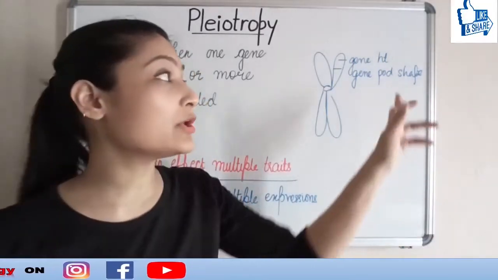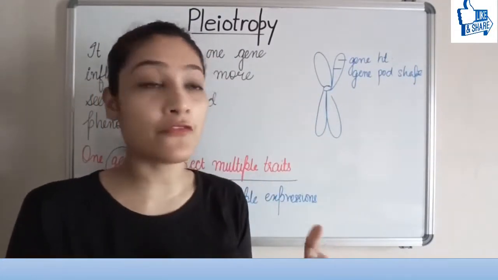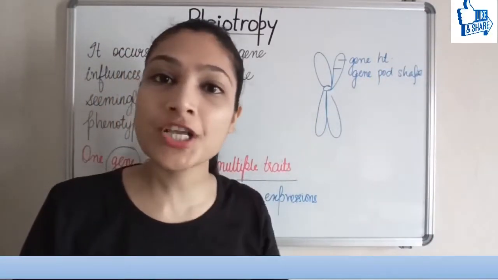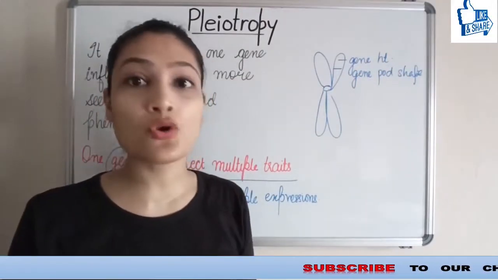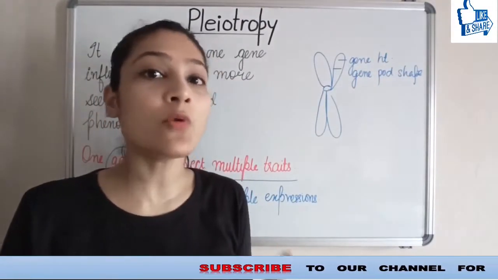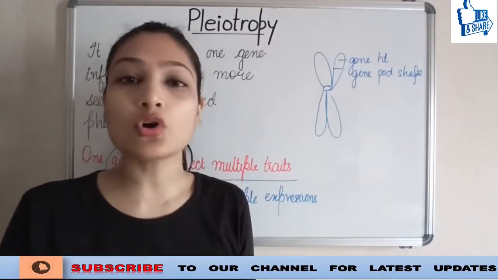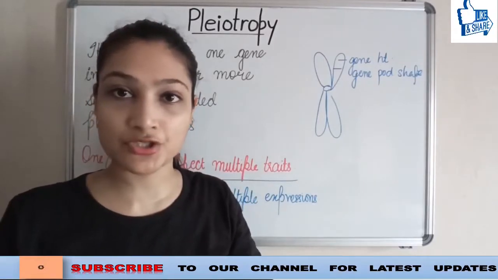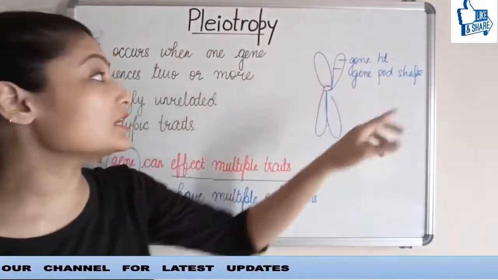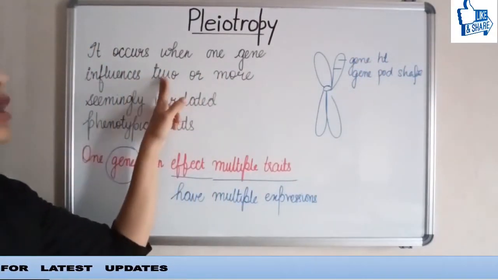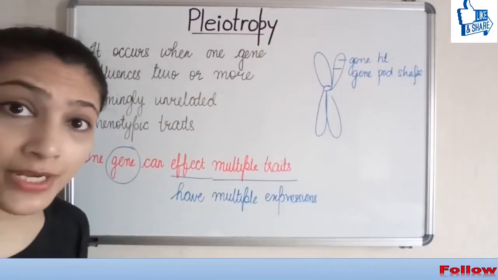For example, the gene for height is going to be showing some effect on the gene for pod shape. That is pleiotropy. That two genes which are not related, still when present together, they are going to be showing some effect on the phenotypic expression. It occurs when one gene influences two or more seemingly unrelated phenotypic traits.